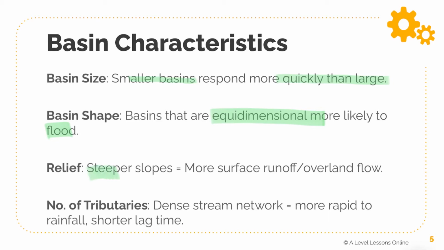Relief: when there are steeper slopes, definitely there's going to be more surface runoff and overland flow. With steeper slopes, there'll be more water that will run down the surface. And the number of tributaries: a dense stream network will lead to more rapid rainfall periods, as well as shorter lag time.